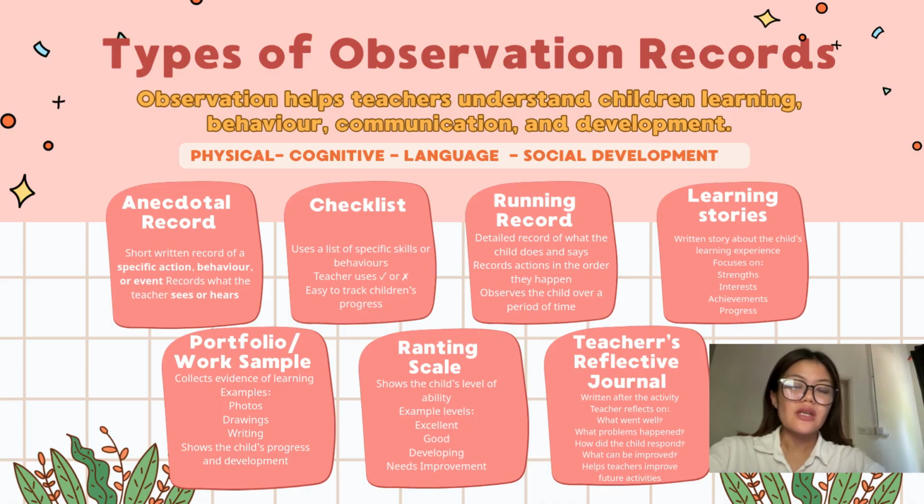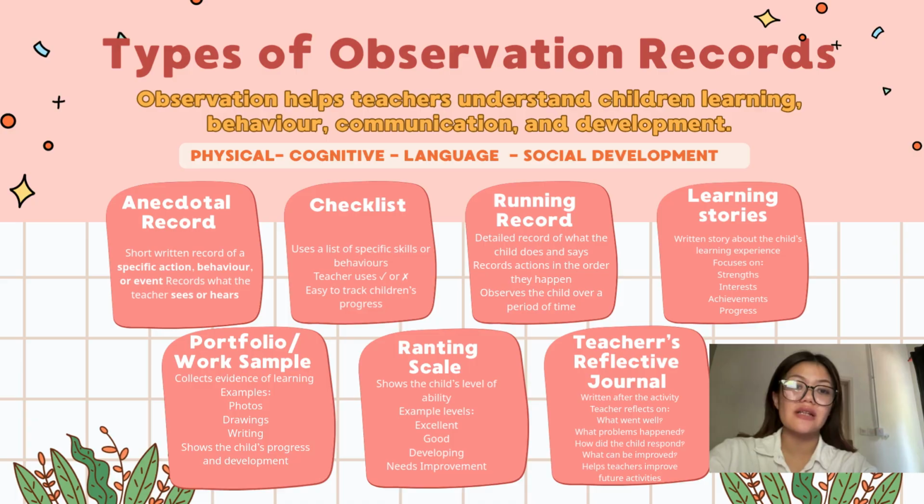An anecdotal record is a short written record of a specific action, behavior, or event that happens during the activity. The teachers record what the child actually does and says. This helps the teachers understand the child's development: physical, cognitive, language, and social.